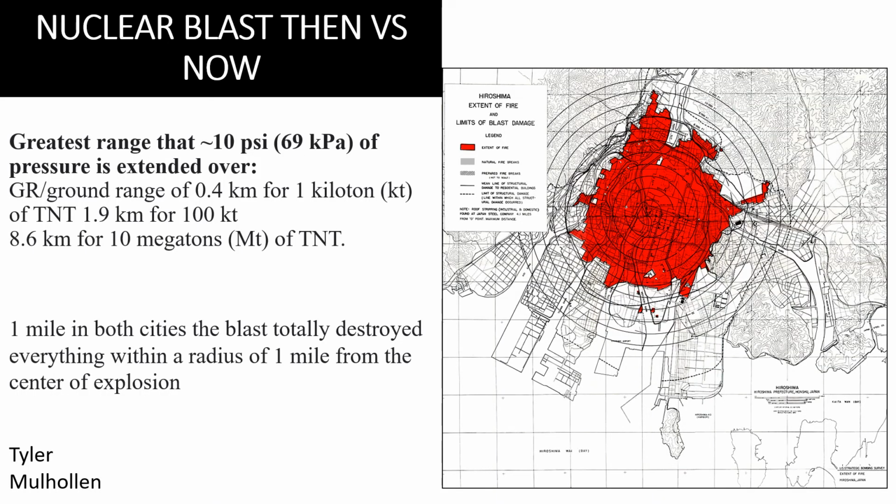So the blast radius in both cities equaled about 1 mile, and it destroyed everything within that 1 mile radius from the center of the explosion, except for the reinforced concrete frames as noted above. The atomic explosion destroyed Hiroshima, that was identified as a city.